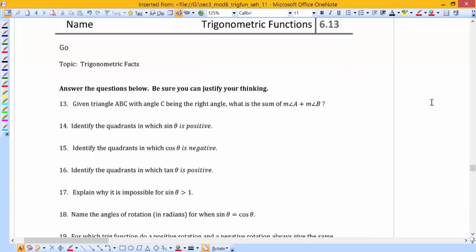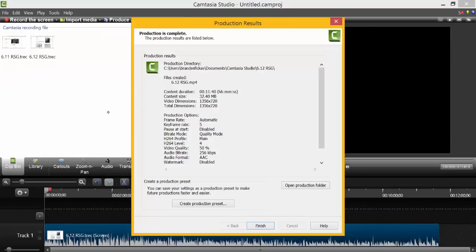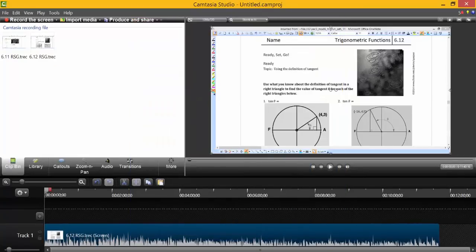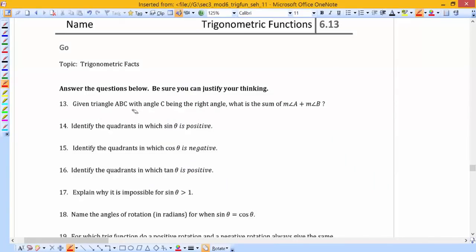And then the go, this is, again, review. You're answering questions. And please answer with justification. Don't just give me quick 1 or 2 word sentences. Really justify it. Given that triangle ABC with angle C being the right angle, what is the sum of the measures of angles A and B? Don't just say that their sum is 90. Explain why. If you can explain it, you really know it. Please give me a brief explanation.